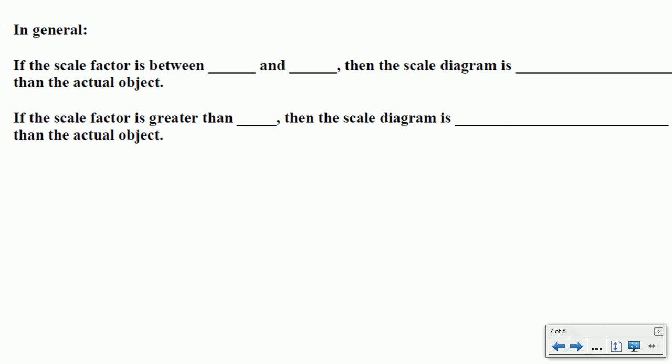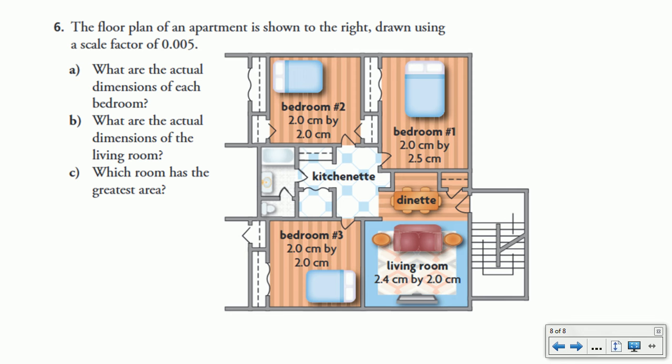So in general, if the scale factor is between 0 and 1, then the scale diagram is a reduction of the actual object. And if the scale factor is greater than 1, then the scale diagram is an enlargement of the actual object.